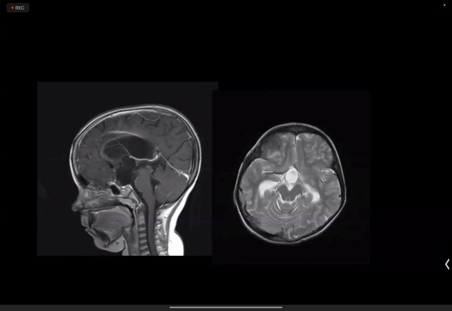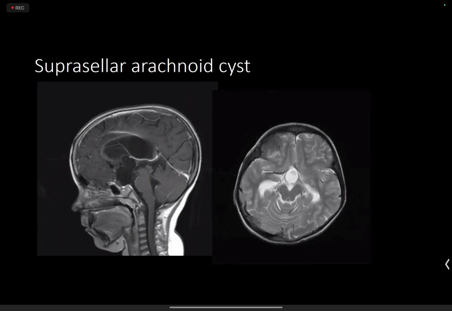So here is a child who came for MRI, and these findings were seen. This patient came for an MRI brain for headache. There's a T2 hyperintense, T1 hypointense, post-contrast non-enhancing lesion in the sellar and suprasellar region. So the diagnosis would be an arachnoid cyst. Excellent.